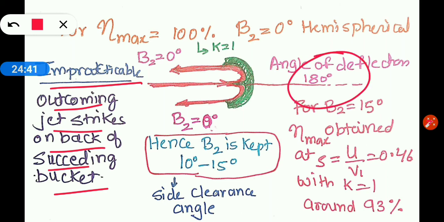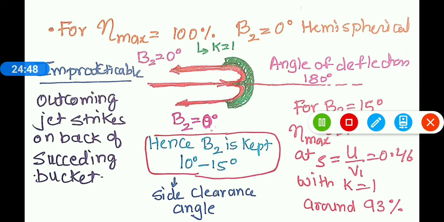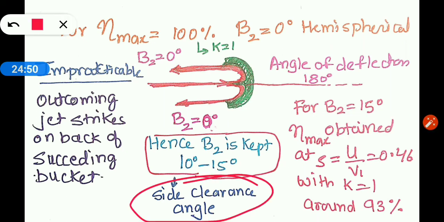That's why beta 2 is kept at 10 to 15 degrees. That beta 2 is also known as the side clearance angle. So for beta 2 equal to 15 degrees, eta max is obtained at 0.46 blade speed ratio. With k equal to 1, the efficiency comes out to be 93%.